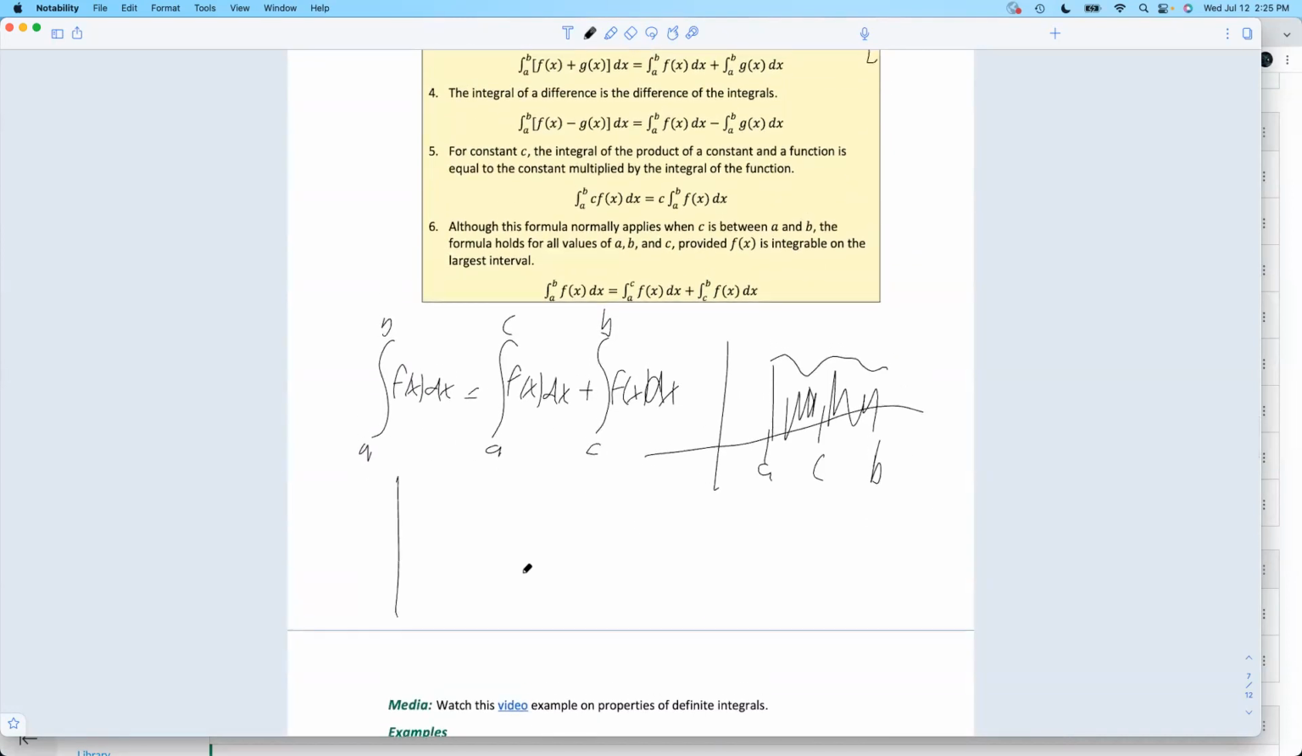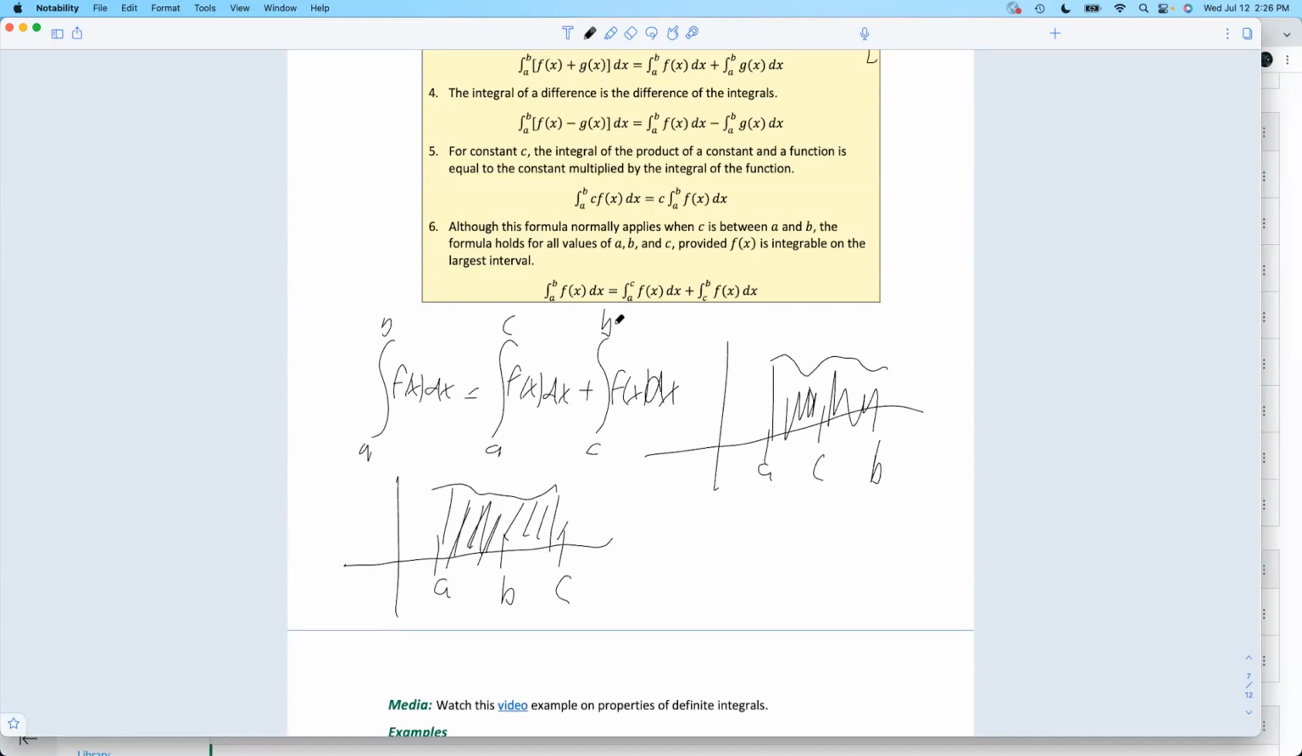I could have a picture that looks like this. Here's A, here's B, here's C. Then this area, the integral from A to B, would be equal to this integral all the way here, plus, now we got to think about this.